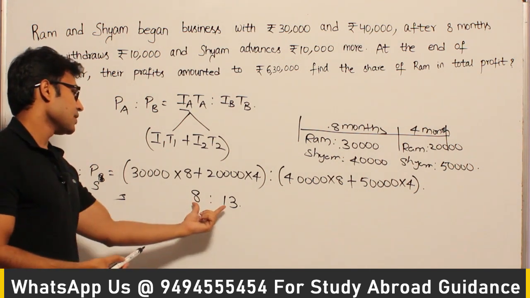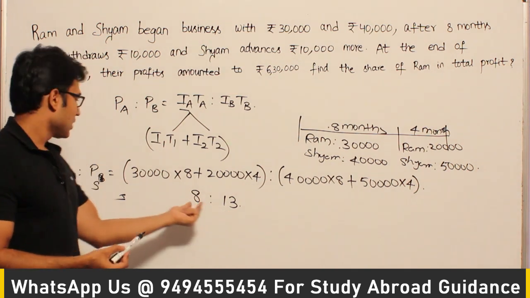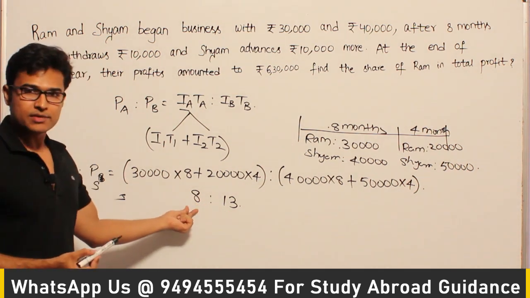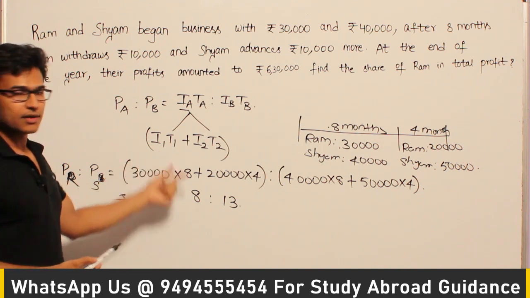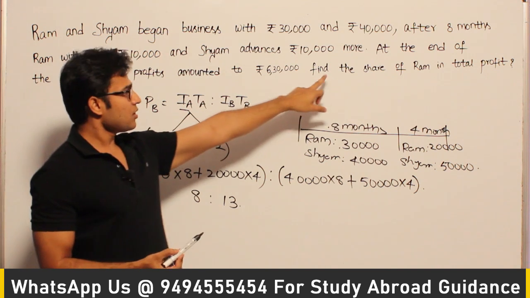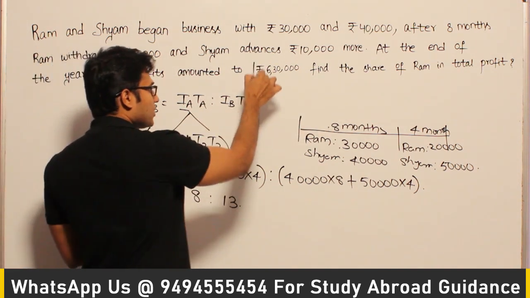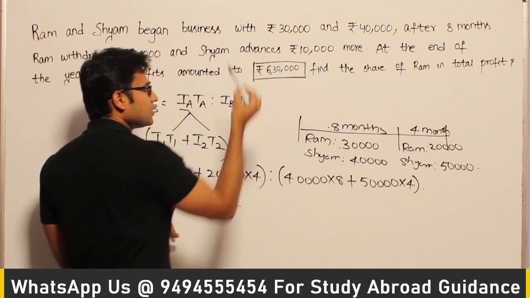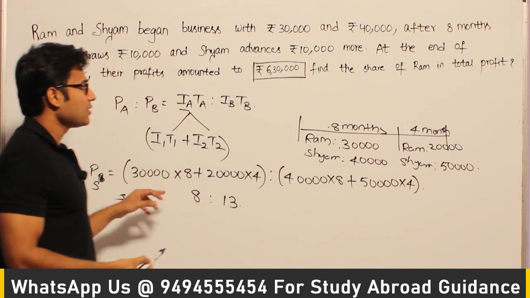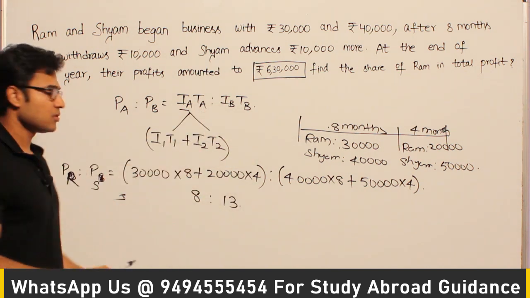Now what does it imply? Out of 21 parts of the profit, Ram is supposed to get 8 parts because his contribution is like that, and Shyam is supposed to get 13 parts. Now they are asking about what is the profit of Ram. Therefore, if the total profit made is 6,30,000, now that 6,30,000 has to be divided into 21 parts and 8 parts have to be given to Ram.